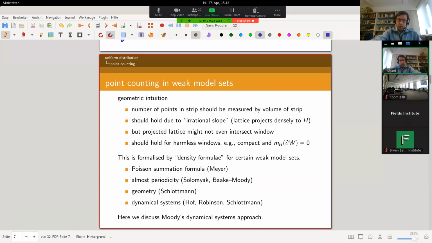Then there is the geometric approach by Schlottmann, by aligning a fundamental domain of the lattice very close, arbitrarily close, to the strip, and then you can do fundamental domain counting. And the dynamical systems approach dates back to Hof, Robinson, Schlottmann. I just gave you early references here. Of course, many people have worked on this later on. What we will be doing here, we will discuss Moody's dynamical systems approach. So that's the next slide here.